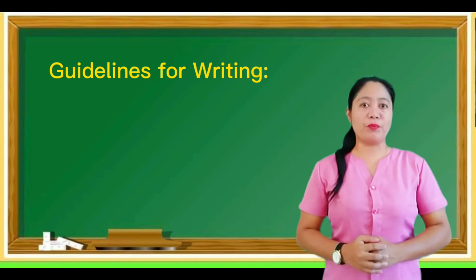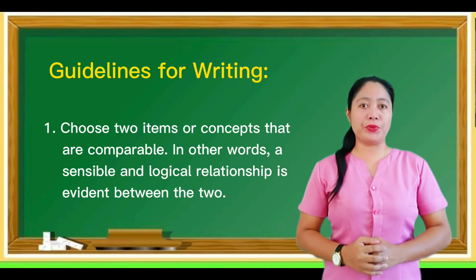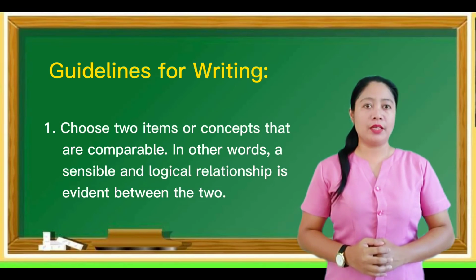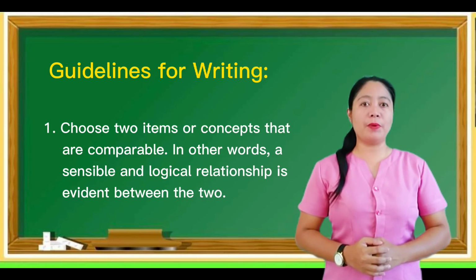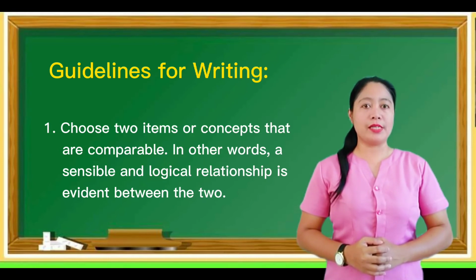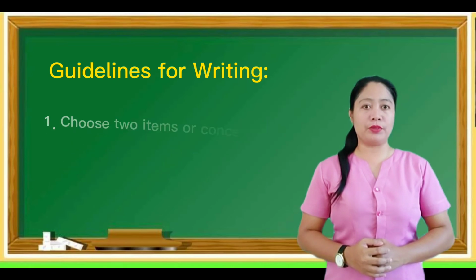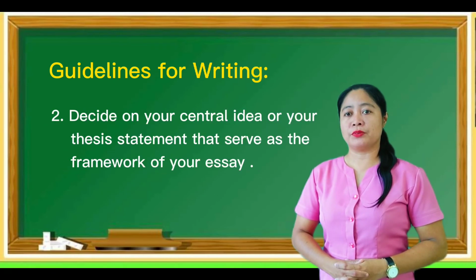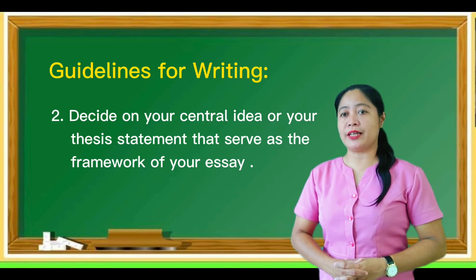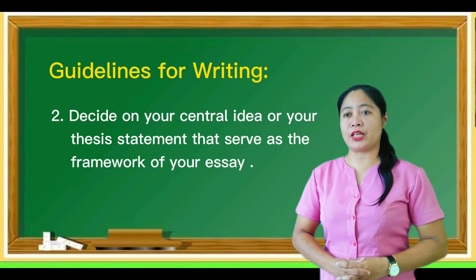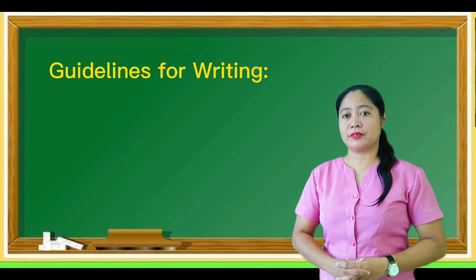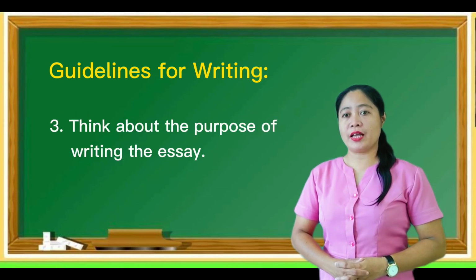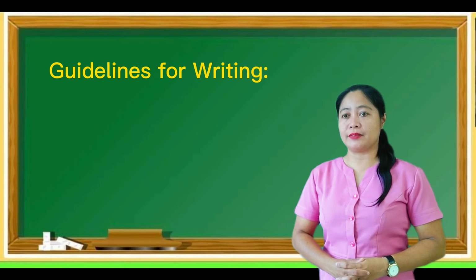Here are some guidelines for writing. 1. Choose two items or concepts that are comparable. In other words, a sensible and logical relationship is evident between the two. 2. Decide on your central idea, or your thesis statement, that serves as the framework of your essay. And 3. Think about the purpose of writing the essay.